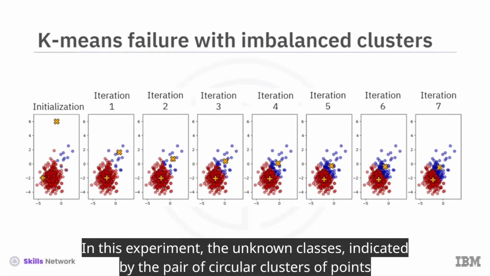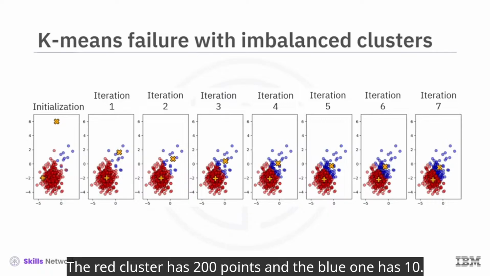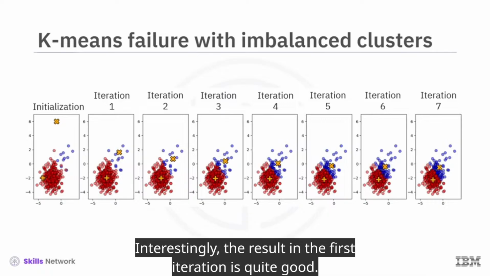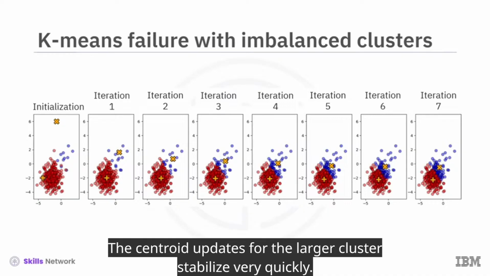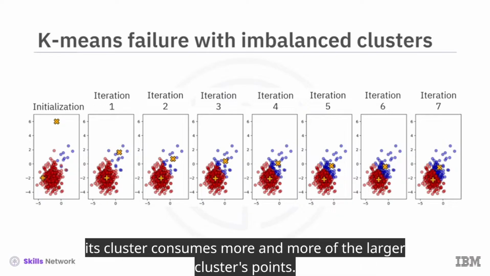In this experiment, the unknown classes, indicated by the pair of circular clusters of points in red and blue, differ in their number of points. The red cluster has 200 points, and the blue one has 10. Interestingly, the results in the first iteration is quite good. The centroid updates for the larger cluster stabilize very quickly. However, the smaller cluster's centroid drifts closer to the larger cluster's centroid, and its cluster consumes more and more of the larger cluster's points.